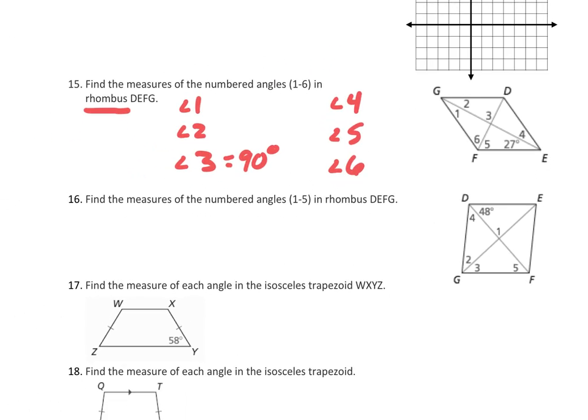Hey, the other thing is opposite angles. We know in a parallelogram, opposite angles are congruent, so angle G and angle E are congruent. But not only are they congruent, the diagonals are going to bisect the angles. That's another property that should be on your formula sheet, okay? So 1, 2, 4, and this are all going to be the same. So if this is 27, 1, 2, and 4 are also going to be 27.